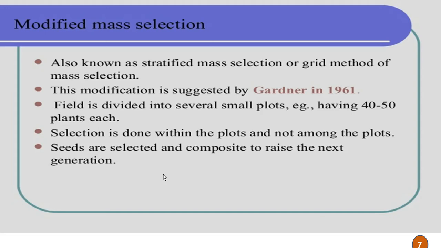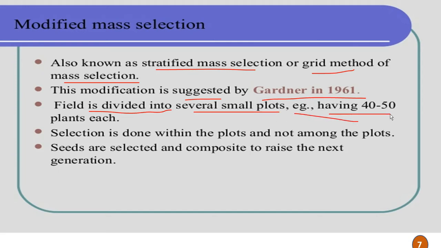Next, there is a modification in mass selection called modified mass selection, also known as stratified mass selection or the grid method of mass selection. This modification was suggested by Gardner in 1961, and according to him, the field is divided into several small plots, for example, having 40 to 50 plants in each plot, and selection is done within the plots and not among the plots. So this is the modified mass method, in which the field is divided into small plots and selection is done within that plot and not among the plots, and that's why the effectiveness of this mass selection is increased and hence it is called modified mass selection. And seeds are selected and composited for the next generation. So this is the same as mass selection, but one measure is taken: the field is divided so as to improve the selection.